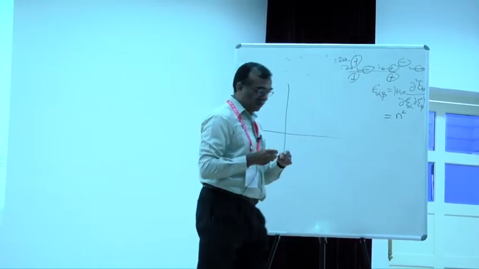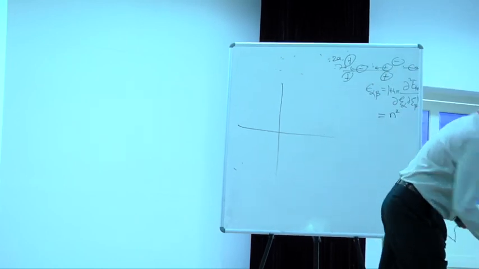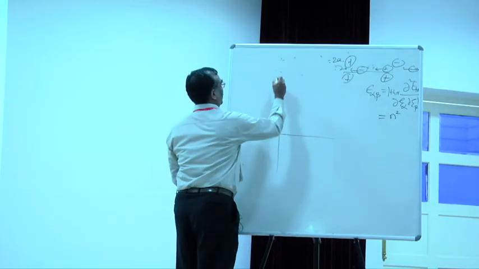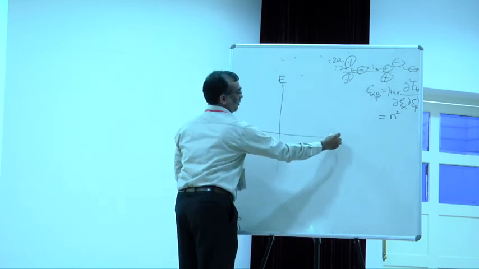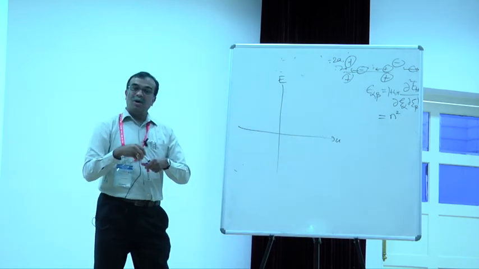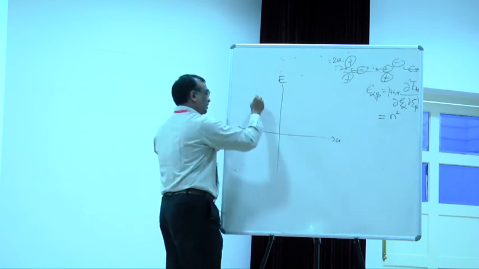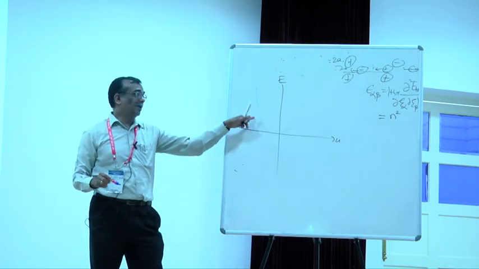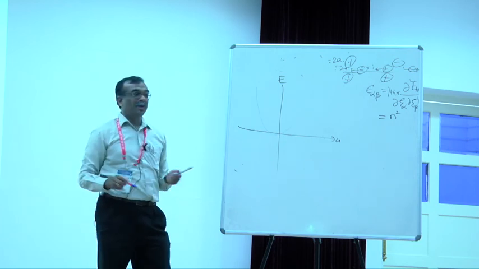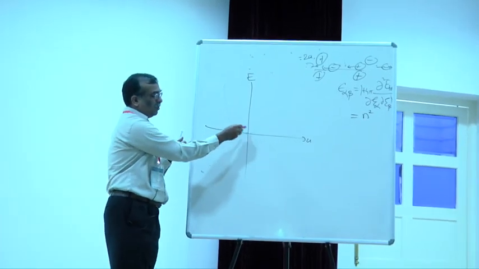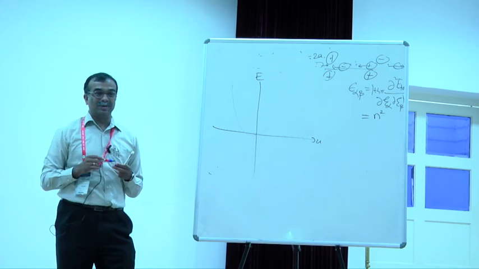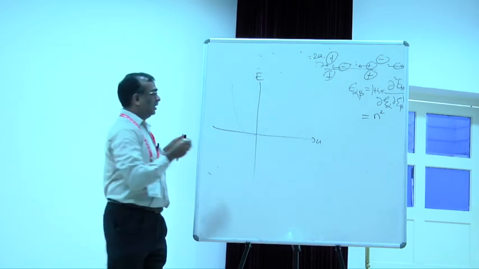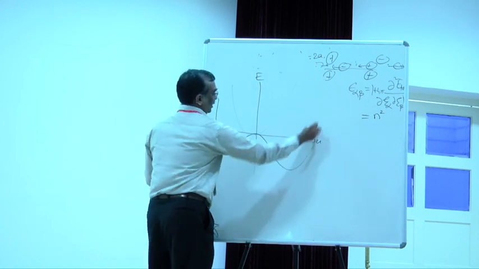See, if you have a stable structure, it means if you plot energy as a function of some particular degree of freedom, you will see energy looks like this. This is called a stable structure, meaning if you minimize energy, you always go back to the undistorted form of that structure. But if your structure is unstable, then the energy has a form like this.